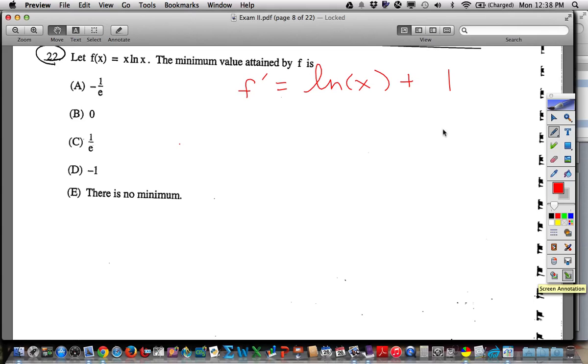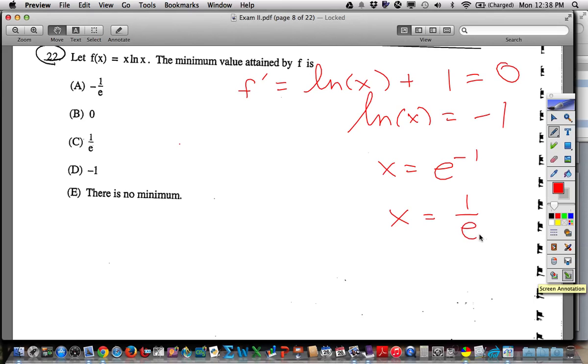All right, so really it's just where does this equal 0? So it's ln x equals -1. This is no calculator, so what do we do from here? So x would equal e to the -1, which is 1 over e. And so most people would circle 1 over e and away they'd go. And that would be a problem.